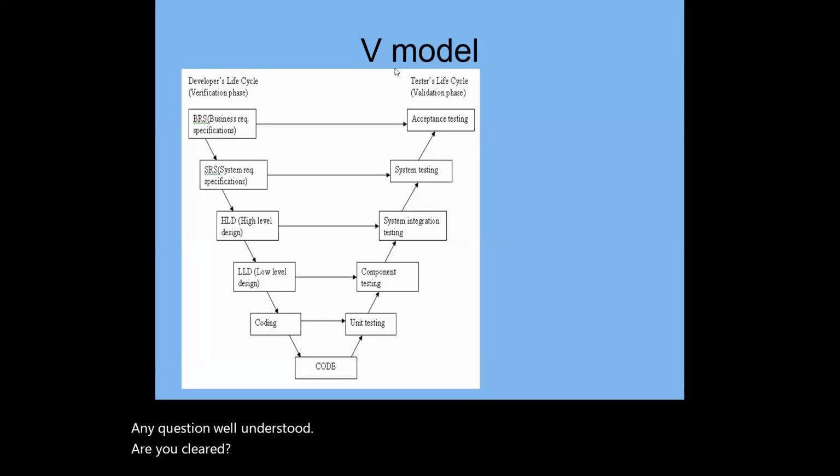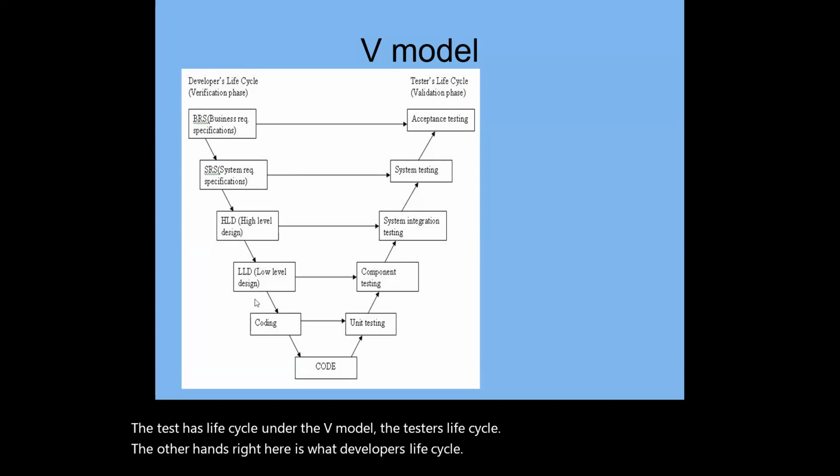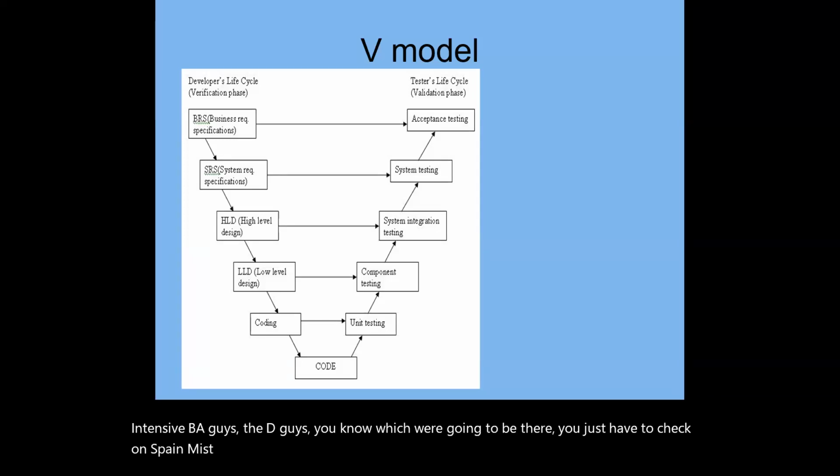Now, going to validation. The validation phase, that's what we call the tester's life cycle. This is your own phase now. The tester's life cycle under the V model. The other end right here is what? Developer's life cycle. It entails the BA guys, the DA guys. You do have to check on spelling mistakes, make sure everything is done in a static manner, make sure the spelling mistakes are all corrected before you guys start moving to your tester's life cycle.